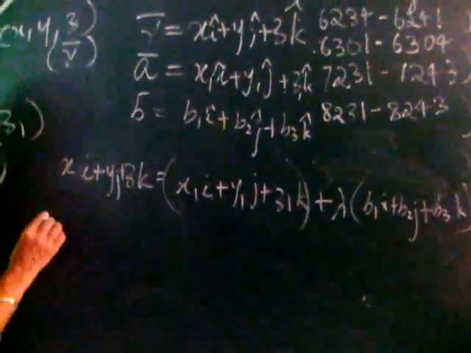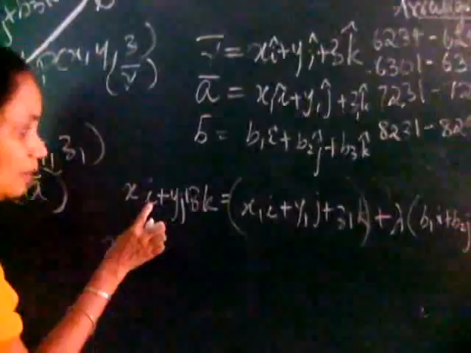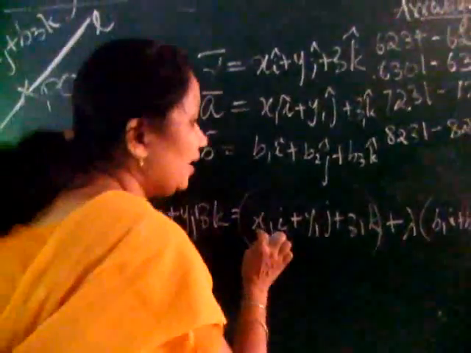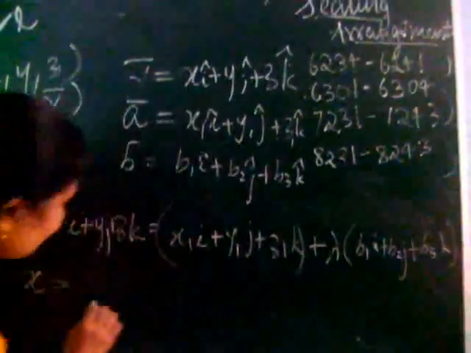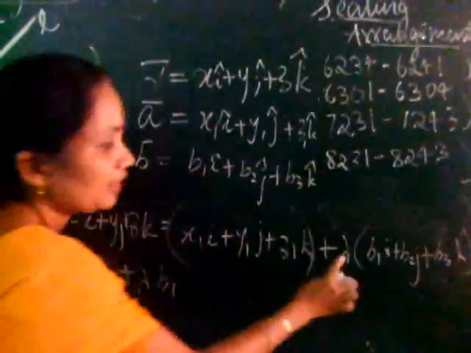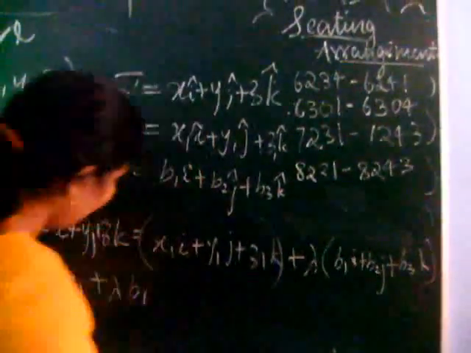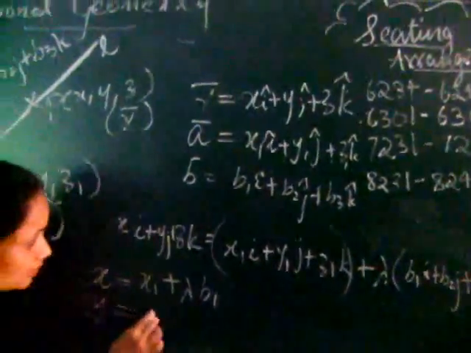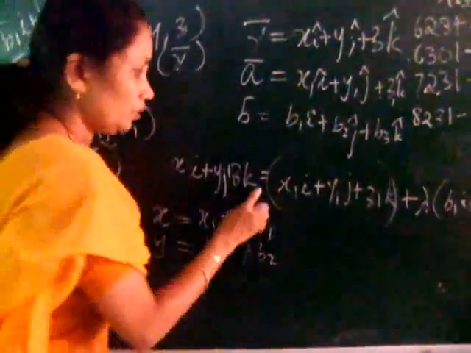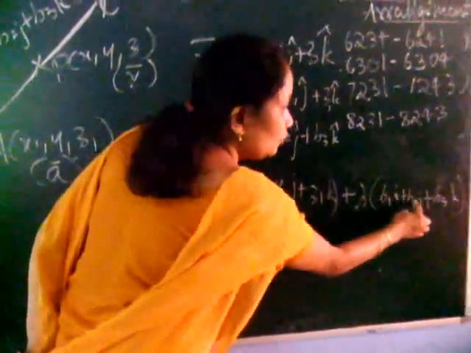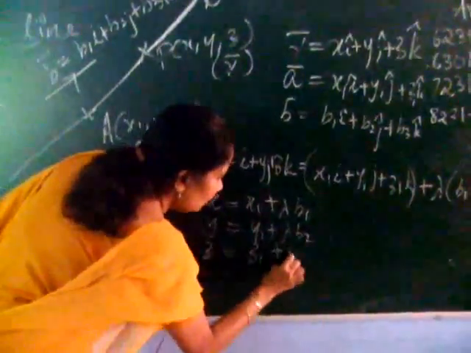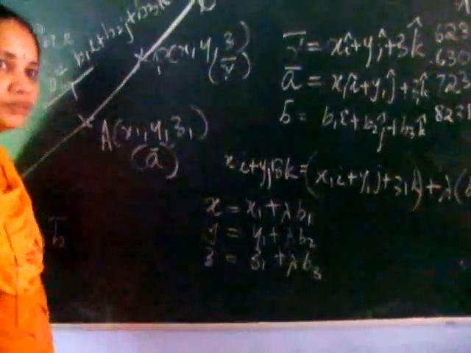So let us equate the corresponding components. The i component: from the LHS you get x, and from the RHS this becomes x1 plus lambda b1. Similarly, the j component: y is equal to y1 plus lambda b2. Similarly, z is equal to z1 plus lambda b3.